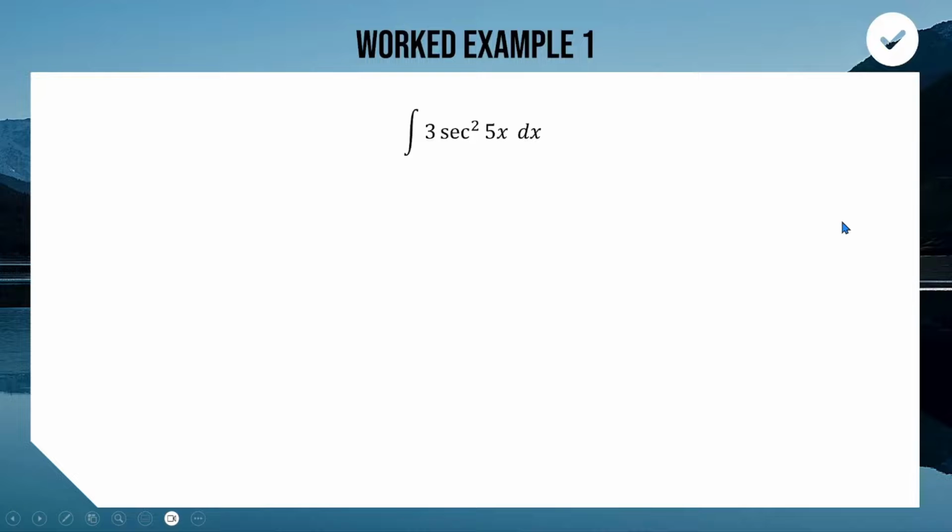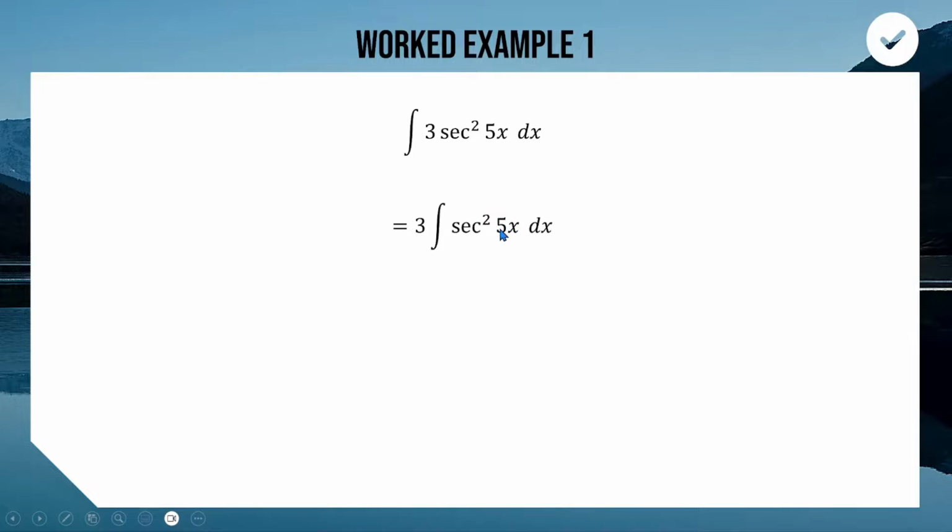First one, 3 times sec squared 5x dx. All right, constant out the front, goodbye. Okay, sec squared integrates to tan. We have an angle which is 5x. The angle is never going to change. The angles are kind of like exponentials. They are going to remain the same throughout all your working. However, in this case, we need to divide by the derivative of our angle.